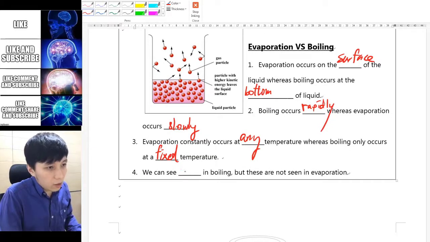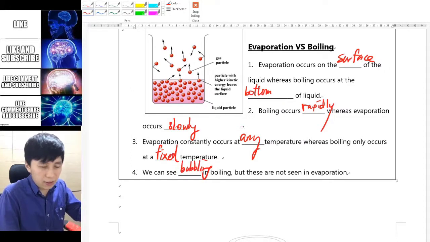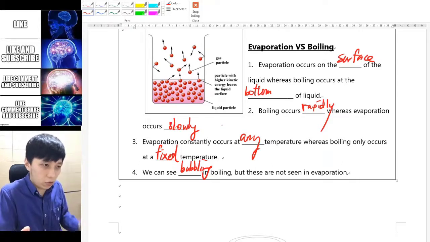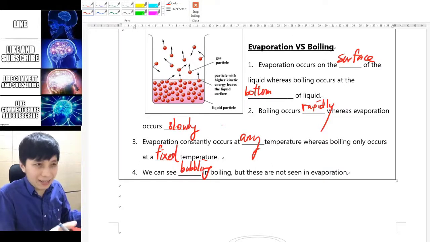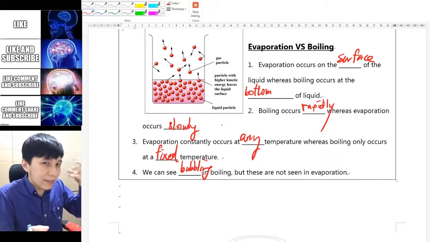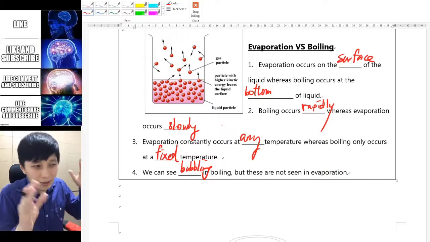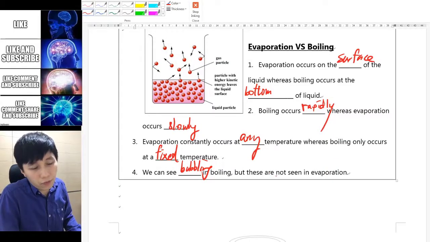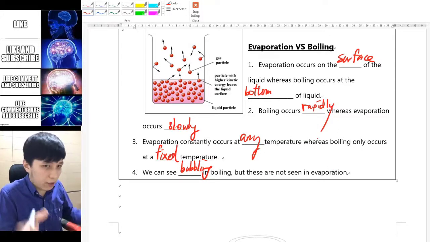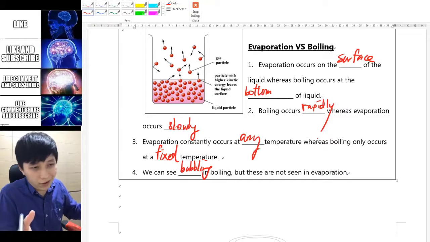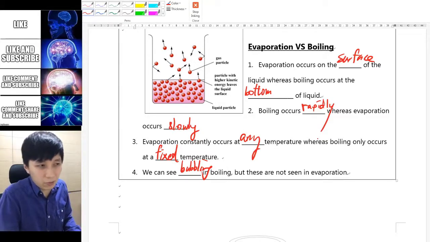And lastly, we can see something called bubbling. As you can see from the demonstration, or next time when you boil water, probably in an electrical kettle, you can hear the sound, right? Blah blah blah blah. That's boiling. That is something you see in boiling, but in evaporation, you never hear that. That doesn't make sense once again.